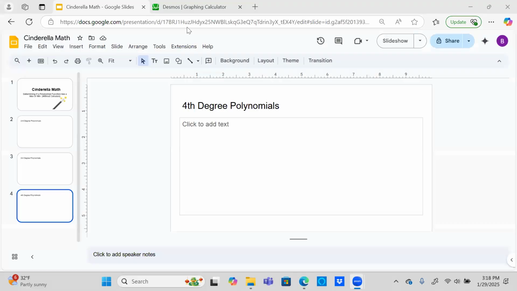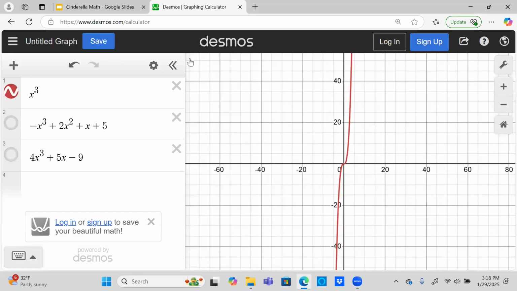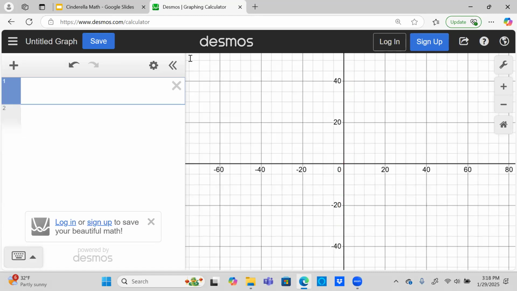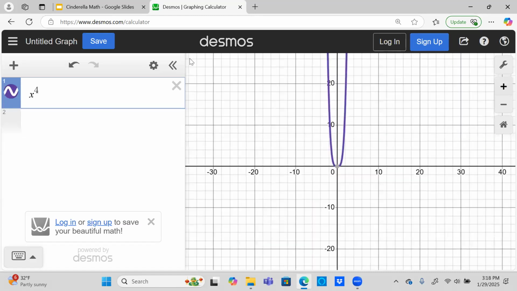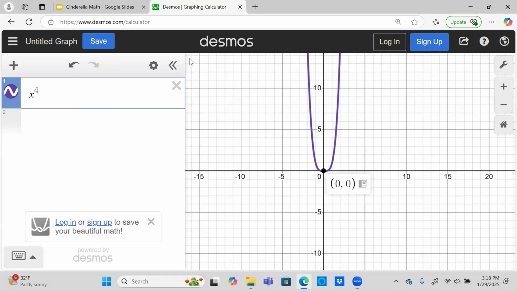Let me get off of this. Okay, let me clear off all those cubics. A 4th degree, by the way, can also be called a quartic. And there he is. And we can zoom in. There's our absolute minimum. It never goes below that. And again, you can see the end behavior there going up.